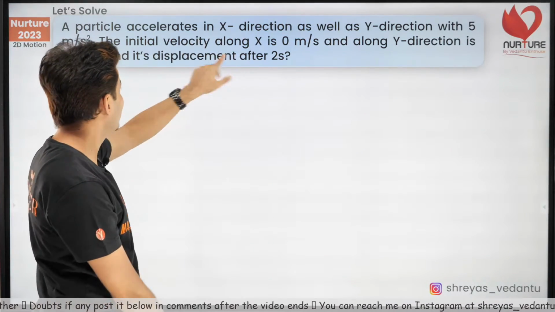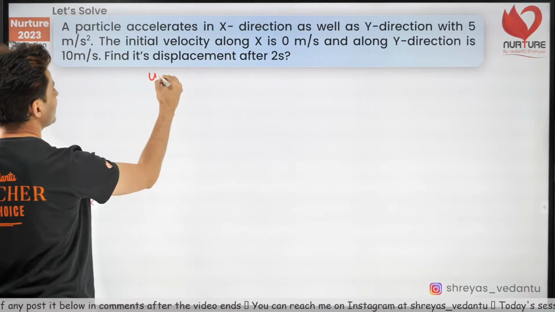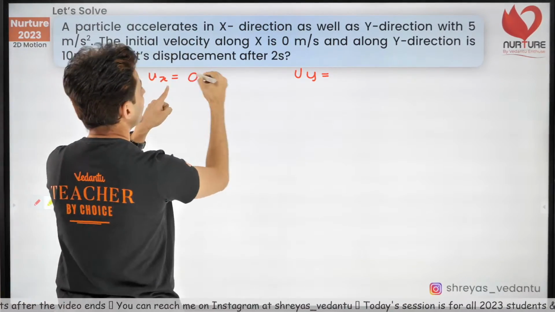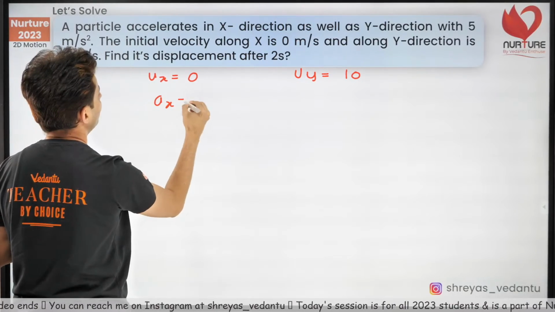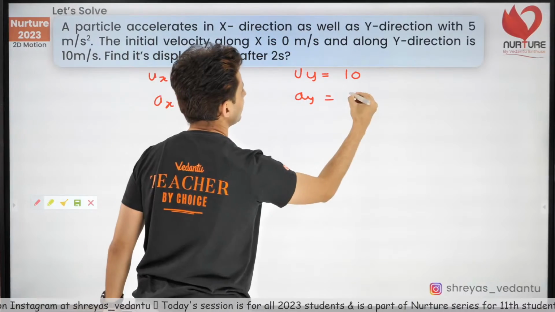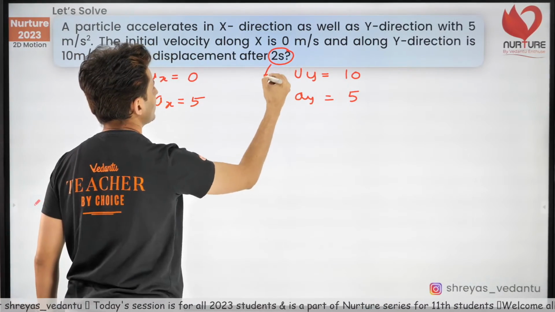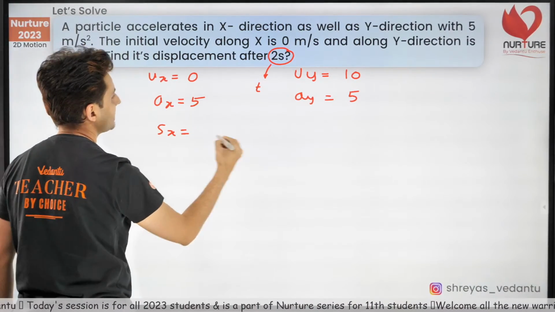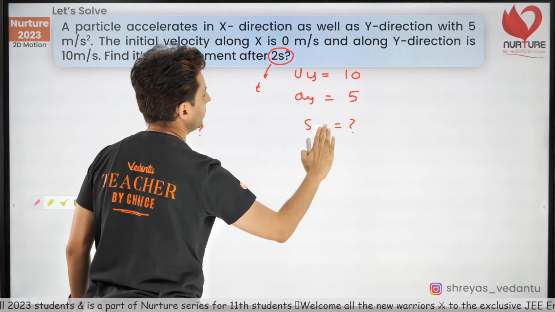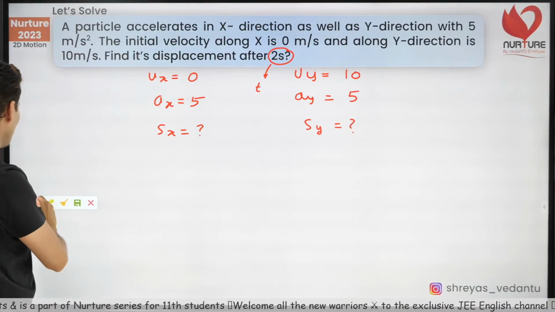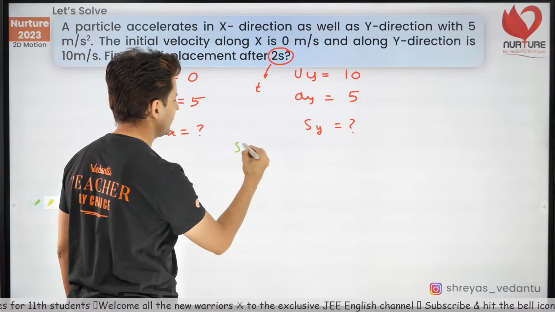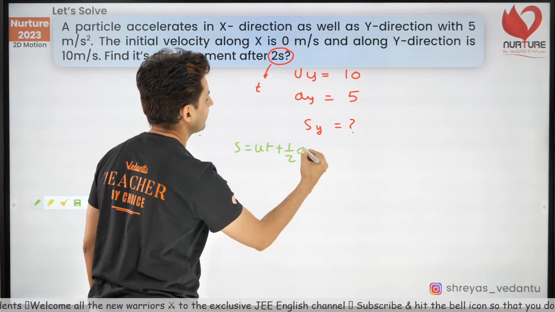Same thing, but the question is displacement. Alright, same things are given. Ux, Uy. Both are given. Ux is 0, Uy is 10. Ax is given. And Ay is also, Ax is 5, my bad, and Ay is also 5. Time is also given. The question is find Sx and Sy. Yes, just think about it. How are you going to find this? Sx and Sy. Which equation are you going to use? Obviously, I think you are going to use the second equation. S is ut plus half at square.